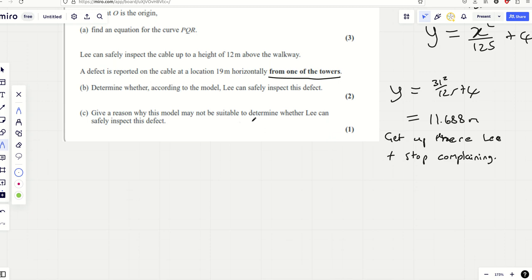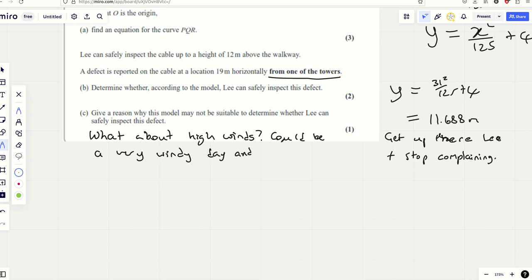Give a reason why this model may not be suitable to determine whether Lee can safely inspect this defect. How about I say, well, what about high winds? I'll have a look in a second because it could be a very windy day, and he's very close to 12 meters. Could be a windy day, a very windy day, and he's very close to 12 meters.